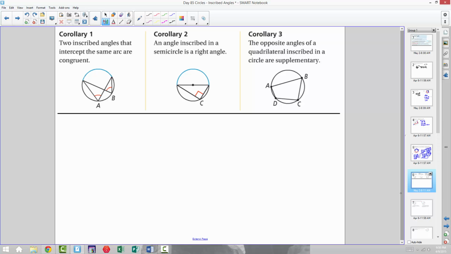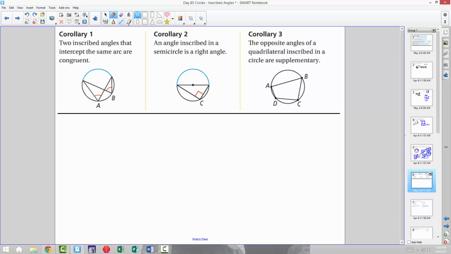You also have some corollaries that go with inscribed angles. If you have two inscribed angles that are intercepted by the same arc, they're going to be congruent. An angle inscribed in a semicircle is a right angle. The opposite angles of a quadrilateral inscribed in a circle are supplementary.